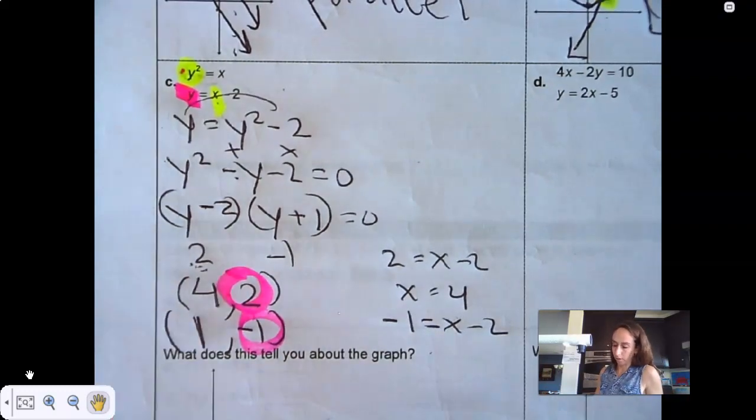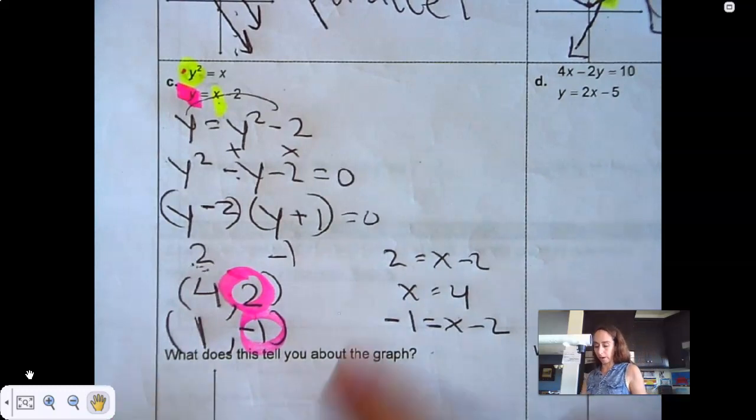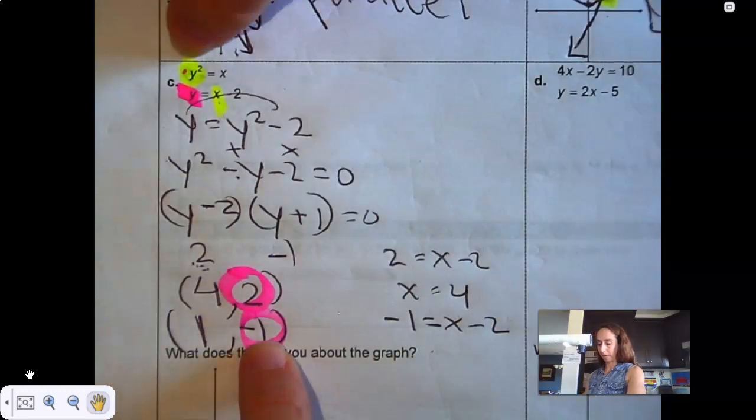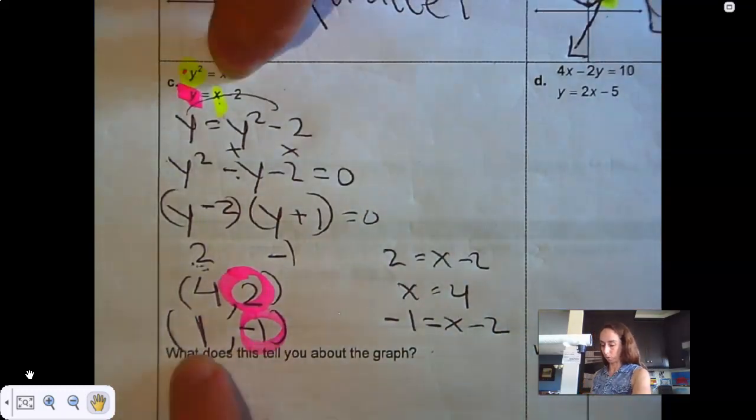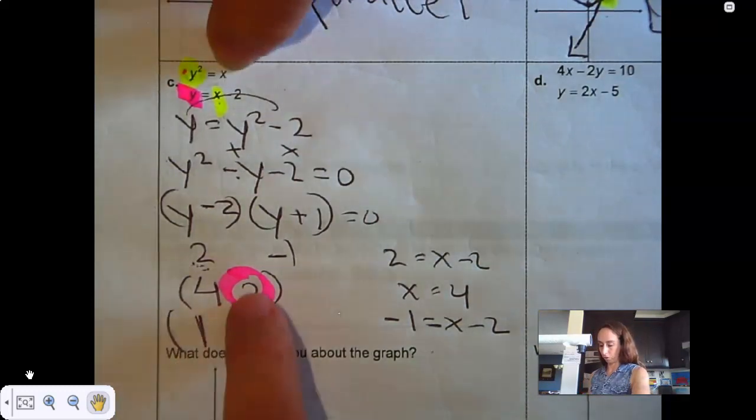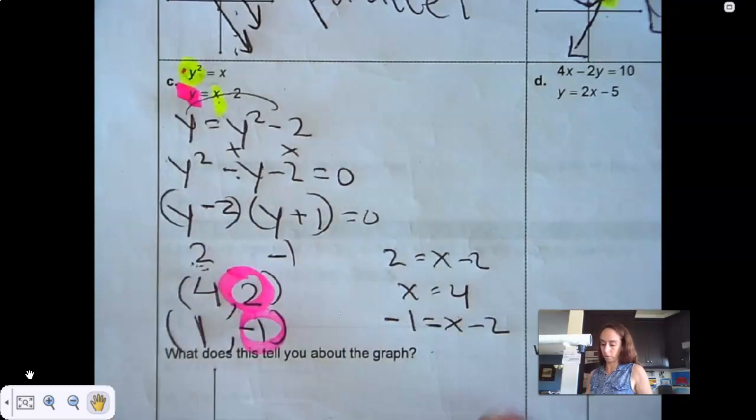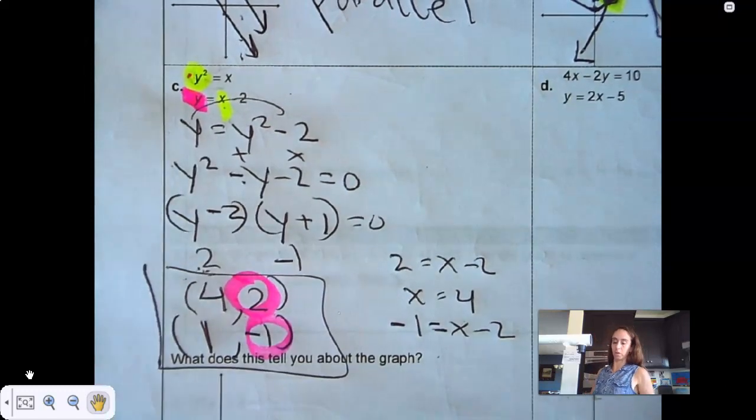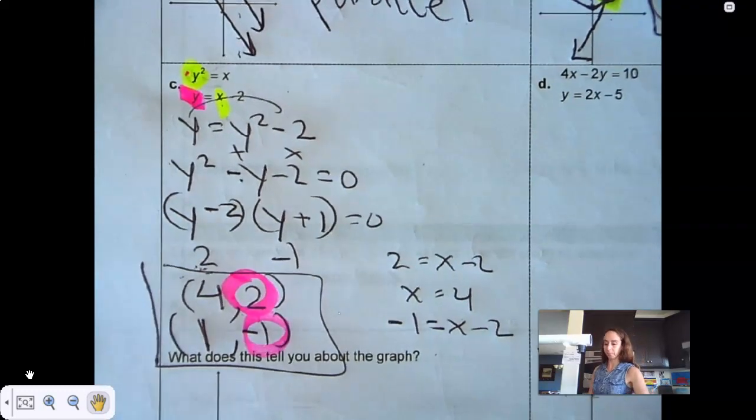Add 2, 1. Now you go, well, how do you know if you're right? Well, let's see. Negative 1 squared is 1. 2 squared is 4. So I know that I'm good to go.